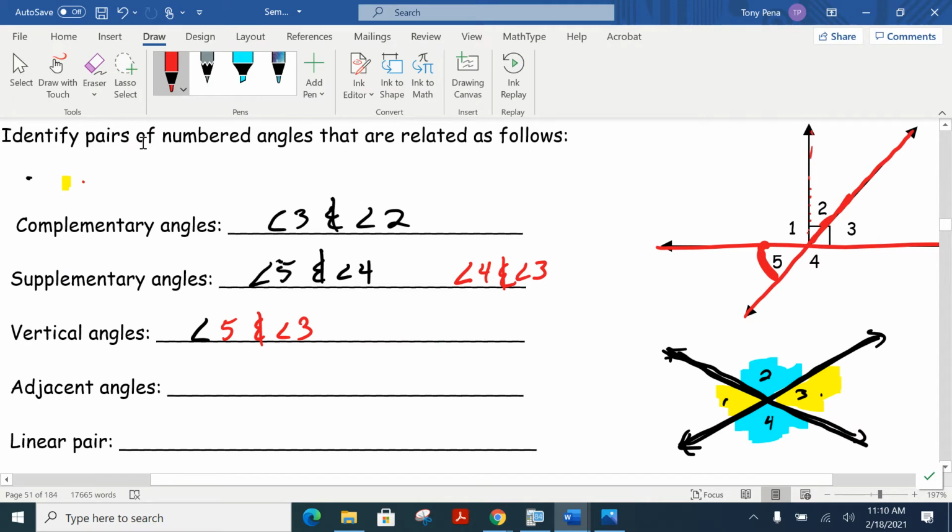All right, now, adjacent angles, you got a bunch of them. So write down your adjacent angles, and as a hint, you should get a bunch of them.